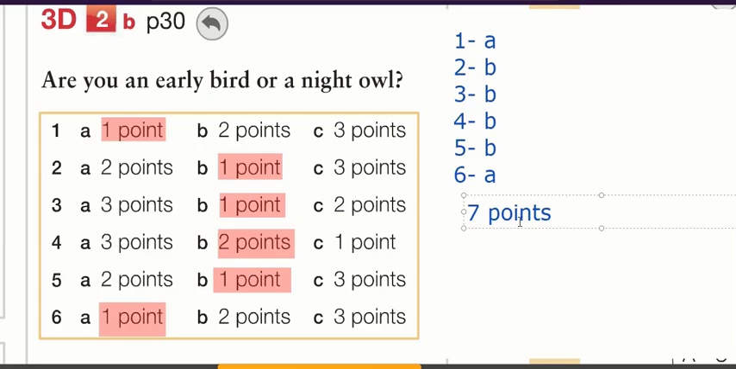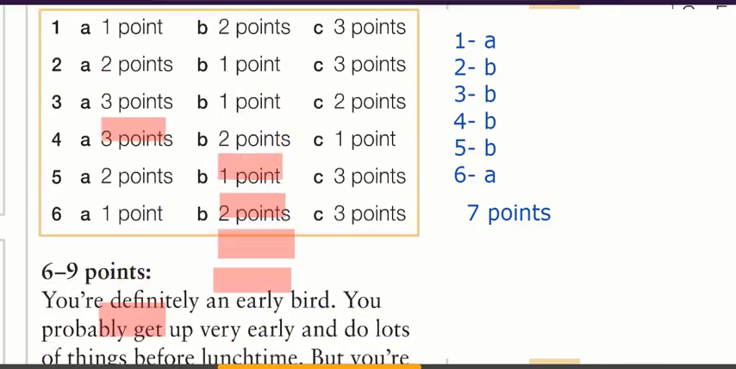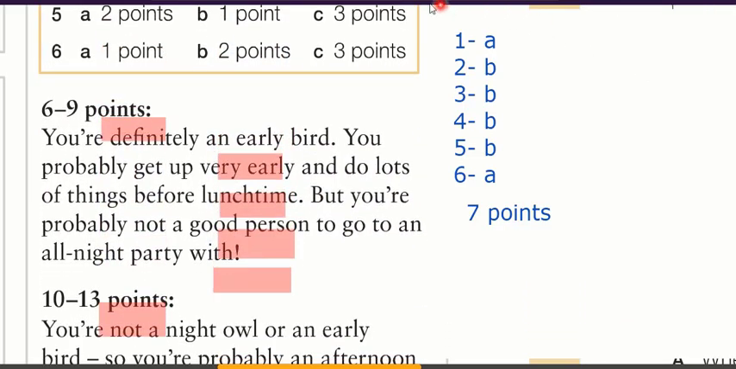Seven points. Okay, so you do the same. Count how many points you have got. After that, we'll go down and check. I've got 7 points. So this is from 6 to 9. I am here. You are definitely an early bird.